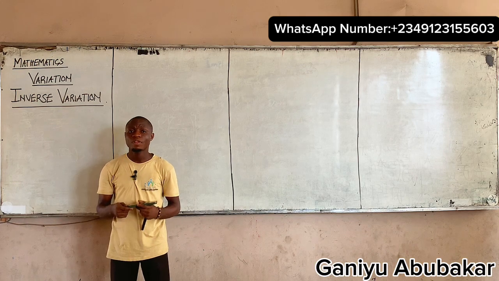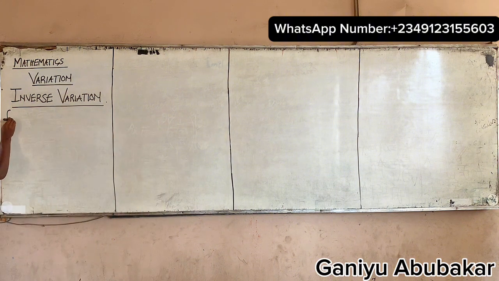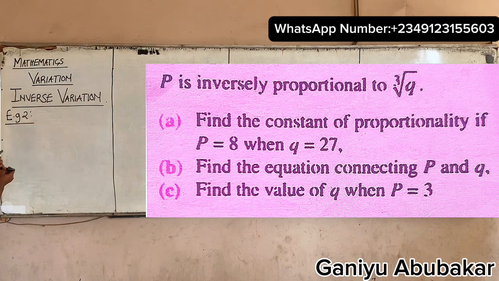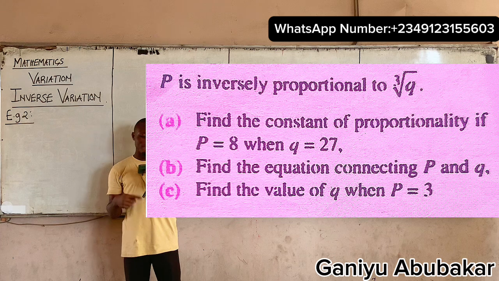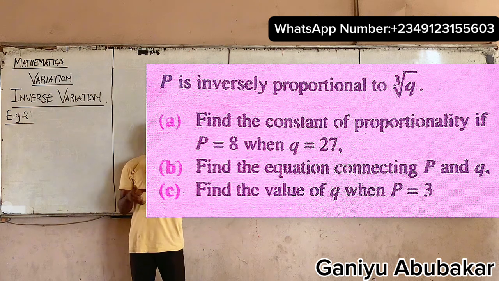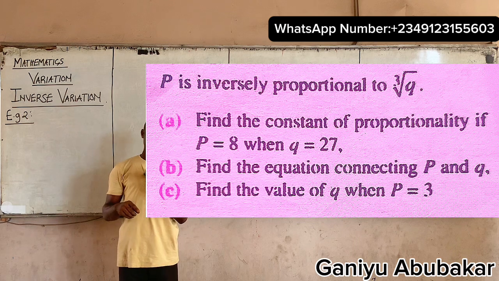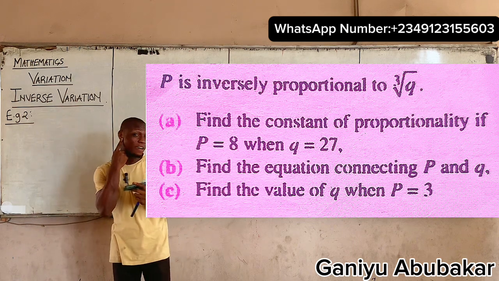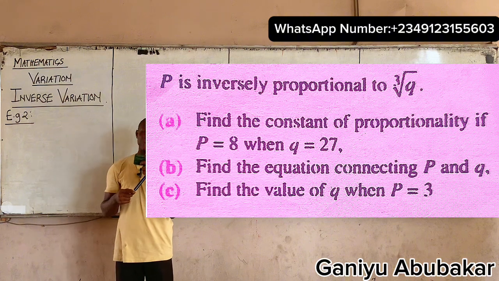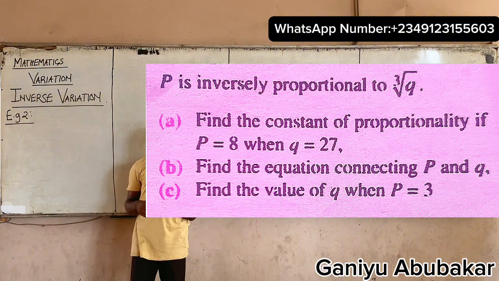Welcome back. Let's look at yet another example, example 2 under inverse variation. It says that P is inversely proportional to the third root of Q. Question A says find the constant of proportionality. That's, you find k, that's the meaning. Find the constant of proportionality if P is 8 and Q is 27.